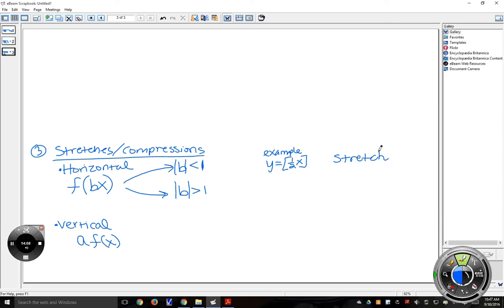Okay? So this is a horizontal stretch, specifically by a factor of 2 if you want to include that to help you remember that you're using the reciprocal. So basically this number right here is not the b value, it's the reciprocal of the b value. It's like using 1 over b. Instead of 1/2, use 1 over 1/2, or 2 over 1.